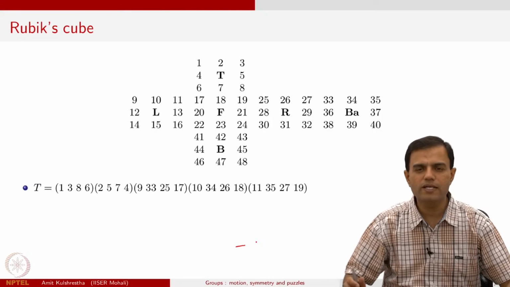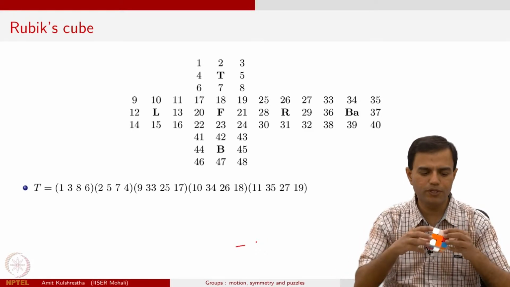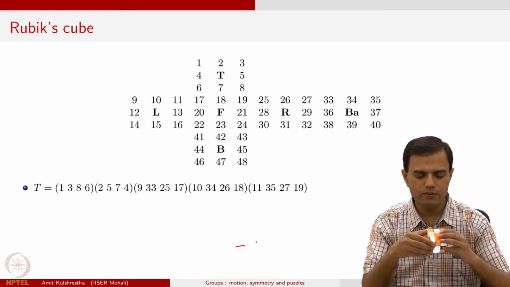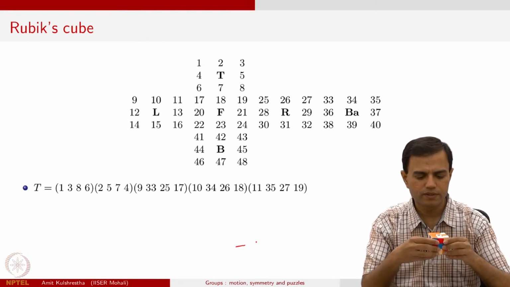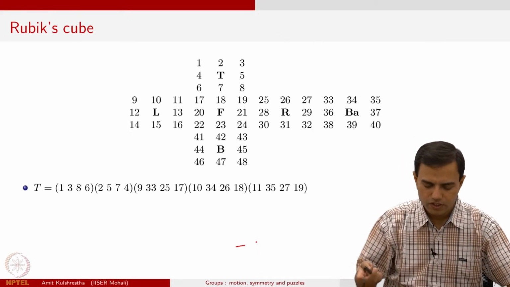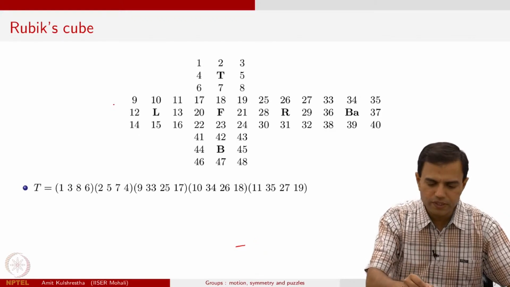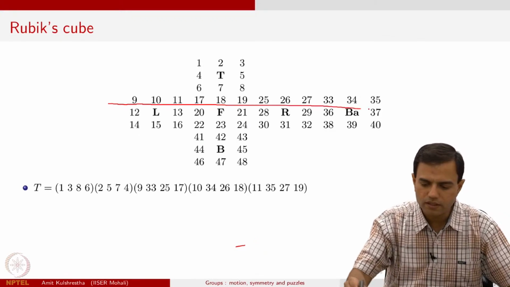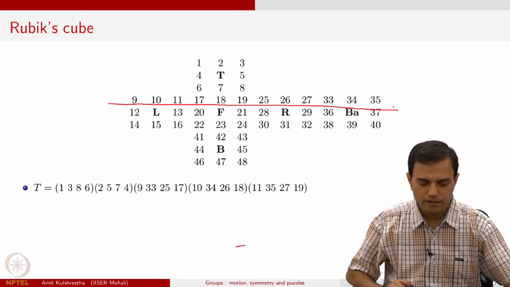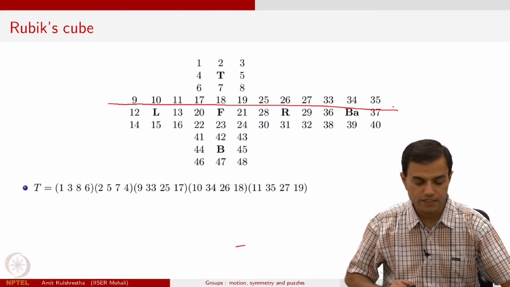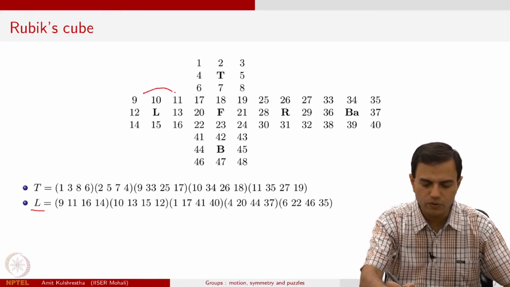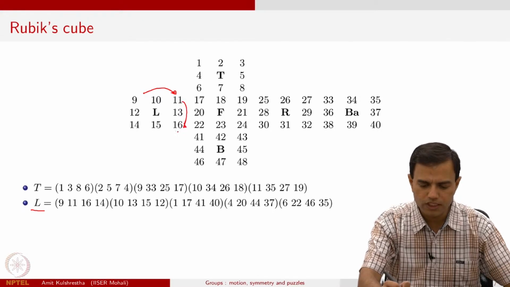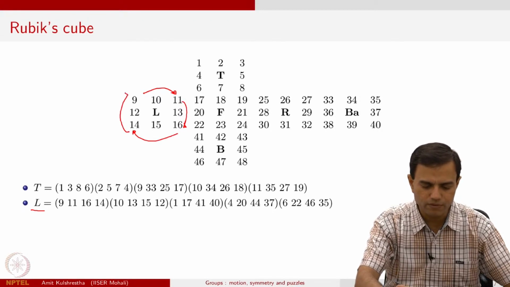So as you would recall, last time what we had done was putting, in the form of permutations, how all these moves can be written as permutations, right? So this was clear to us, the top one, and now we are going to see the other faces as well. For the left one, what is happening is quite clear. 9 goes to 11, 11 goes to 16, 16 goes to 14, and then 14 comes back.